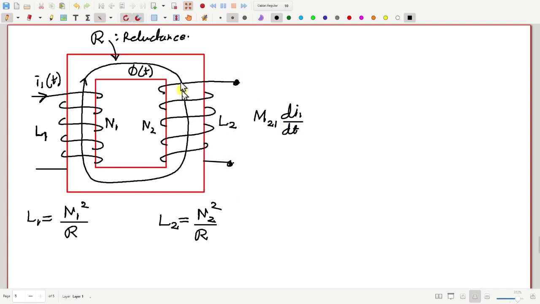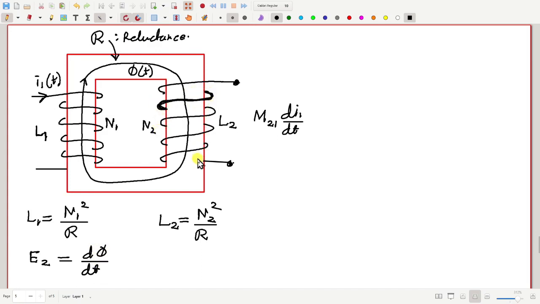However, we can also calculate this EMF considering this flux. Okay, so how much is the EMF induced in one particular turn of the second coil? Let's call that E2. That will be d phi by dt.